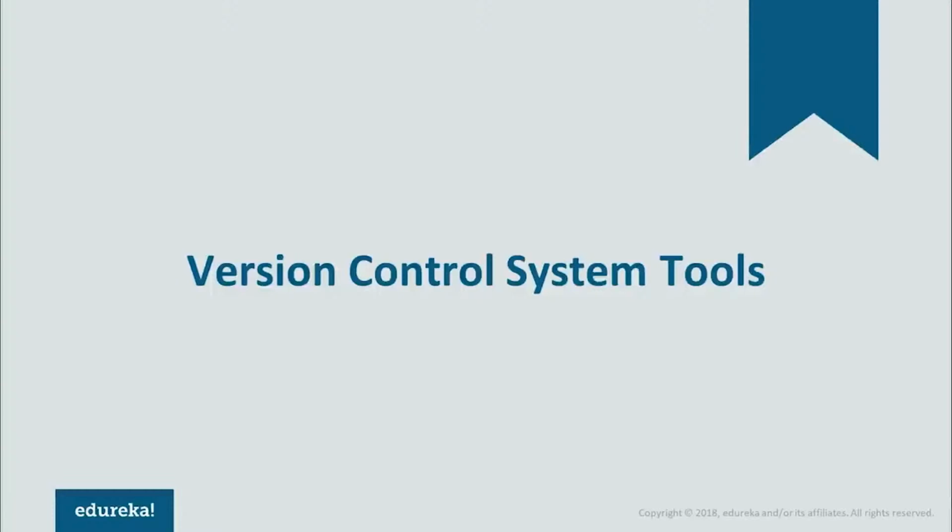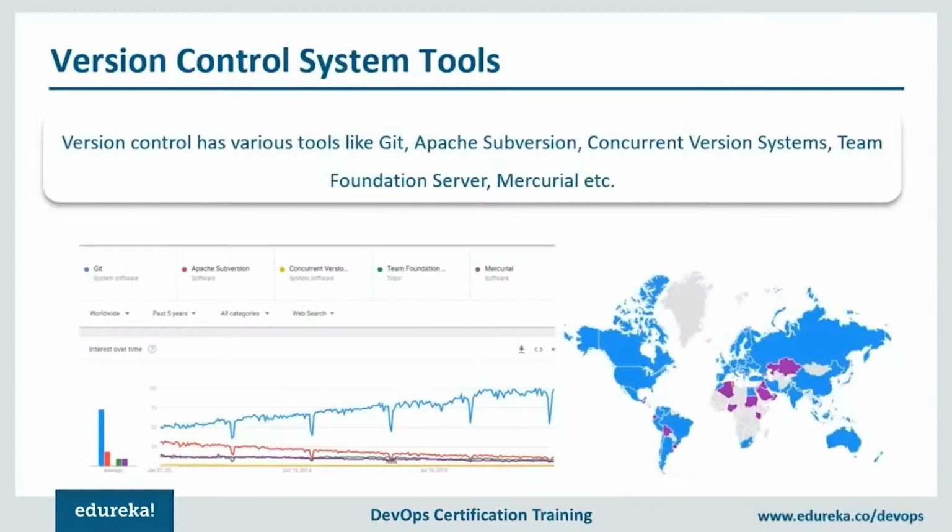So now that you've got a gist about what version control is and what its various types of systems are, let's look into the tools that offer version control. Well, the top leading tools in the market are Git, Apache Subversion, Concurrent Versions System, Team Foundation Server, Mercurial, etc. But out of these tools, we can clearly see in the trends that Git wins over the other tools. But why does Git win over the other tools? So let's look into it.